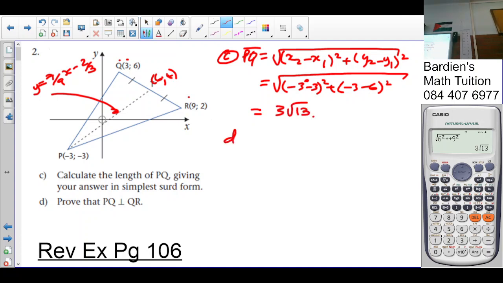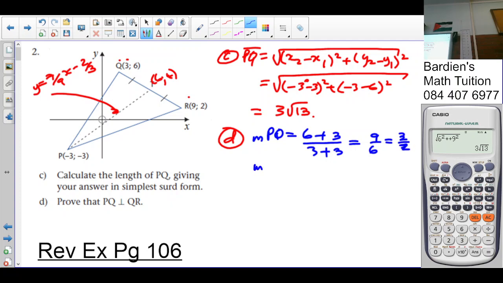Okay. D. D says prove that PQ is perpendicular to QR. So to prove that points or lines are perpendicular, prove that the product of the two gradients is negative 1. So you work out the gradient of PQ. The gradient of PQ is change in y over change in x. I've used that formula in the sum already, so I'm not going to rewrite the formula. So PQ is going to be 6 minus minus 3 over 3 minus minus 3. So it's going to give you 9 over 6, which is, no, 3 over 2. Okay?